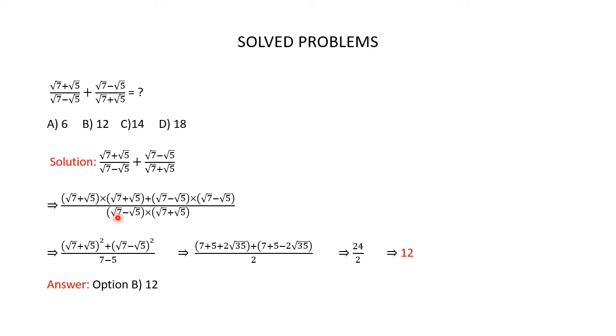So this will be root 7 squared minus root 5 squared. Root 7 squared is 7, minus root 5 squared is 5. So you get 7 minus 5 in the denominator.